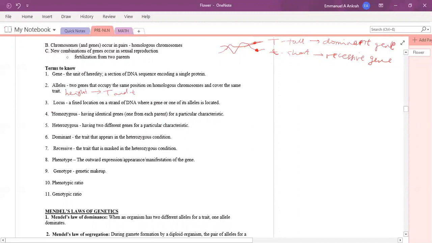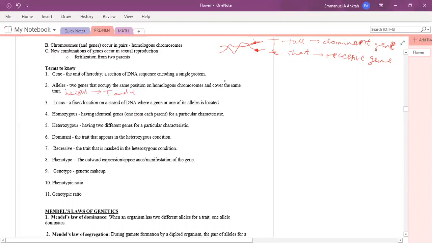So let's go to 3. A locus is a fixed location on a strand of DNA where a gene or allele is located. So this position will be the locus, the position where you find a gene. Then homozygous. Homozygous means that they have the same genes at the locus, the same gene from each parent for a particular characteristic.